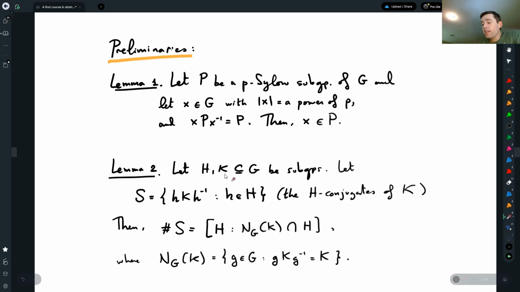And the second lemma that we proved is the following. I have two subgroups, H and K, and I let S be the H-conjugates of K. So conjugates of K, but only with elements in H. Then the number of such conjugates, how many different elements there are in here, is given by this formula, the index in H of the intersection of H with the normalizer of K in G. This is the definition of a normalizer. So let's use these two to prove the second Sylow theorem.